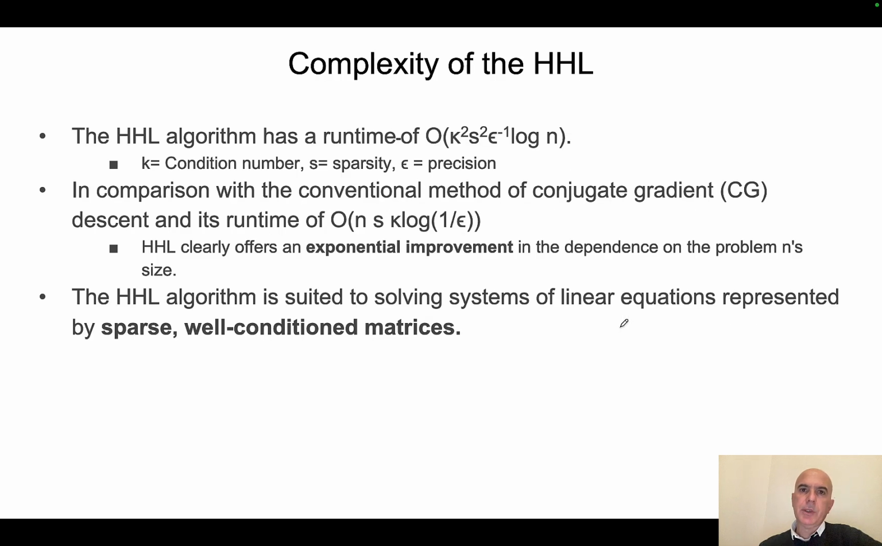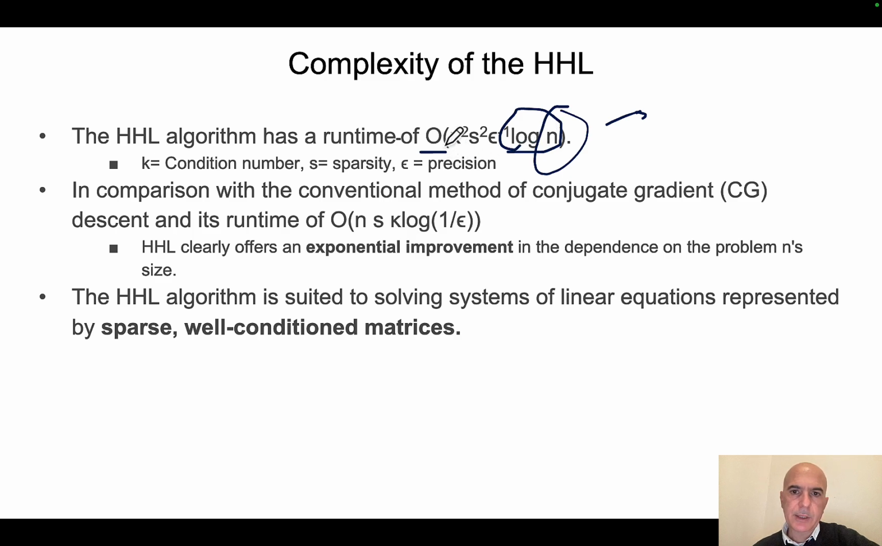I want to finish up this lecture by talking about the complexity of the algorithm. The complexity of the HHL algorithm depends on four major factors. The most important one is n, that is the size of our matrix. You see there is a complexity of big O of log n. So that's the important part. So increasing the size, the complexity is big O of log n.